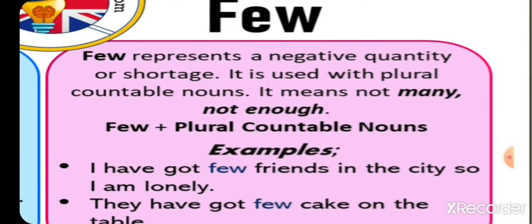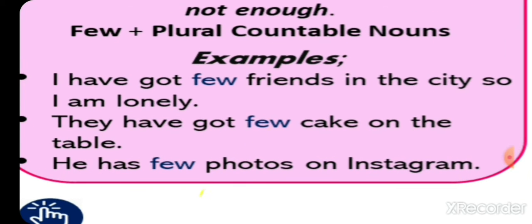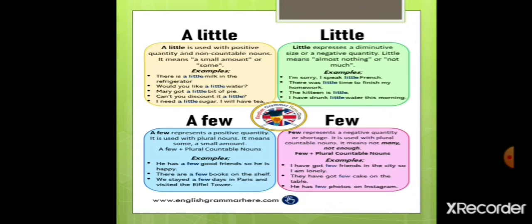Now let's start with few. Few represents a negative quantity or shortage. It is used with plural countable nouns and it means not many, not enough. Let's take an example: I have got few friends means almost no friends. I have got few friends in the city, so I am lonely. They have got few cakes on the table. He has few photos on Instagram. So these are some examples of little, a little, few and a few.